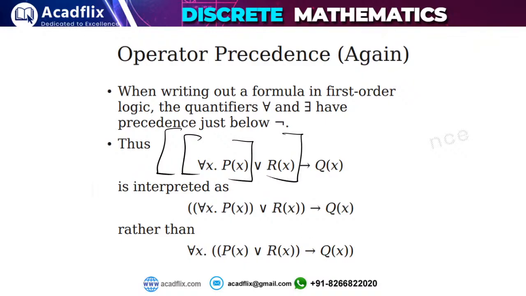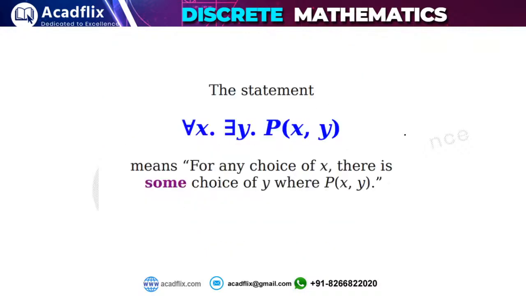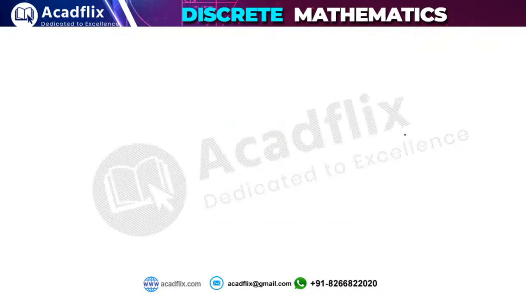So remember, these quantifiers, for all and there exists, basically have almost the same precedence as negation. Okay, so this is the precedence order. Now we will see nested quantifiers. Let me see if anyone has any doubt.